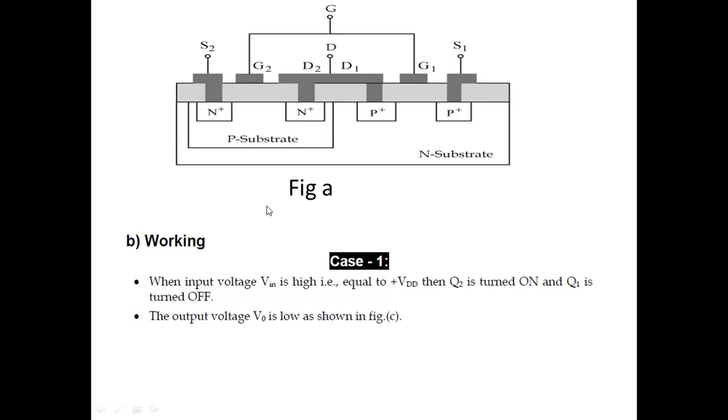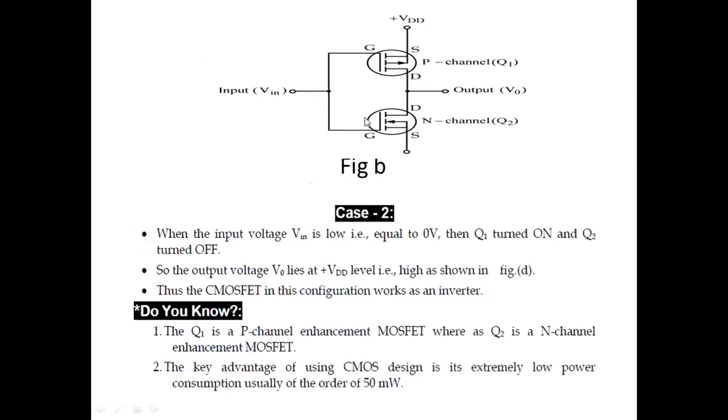You see the circuit details. It consists of two MOSFETs in series such that the P channel device has its source connected to the plus VDD. You see here, this one is the plus VDD. This is the P channel device. The P channel MOSFET's source is connected to the plus VDD, and the N channel MOSFET's source is connected to the ground.